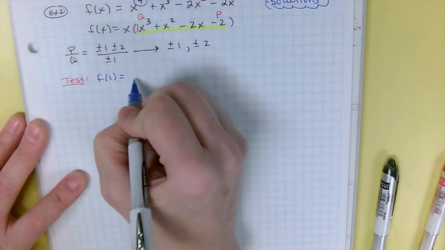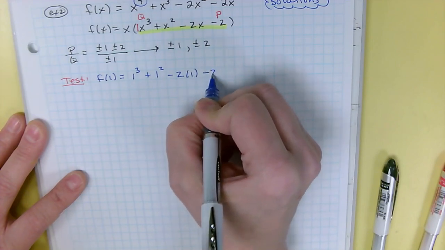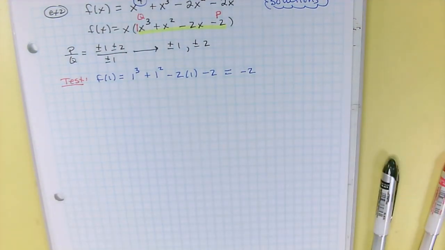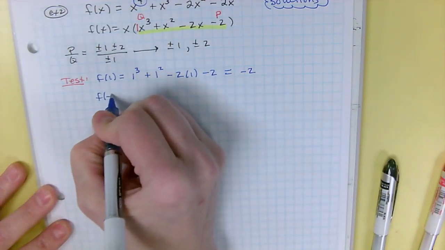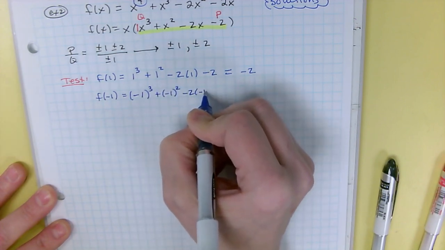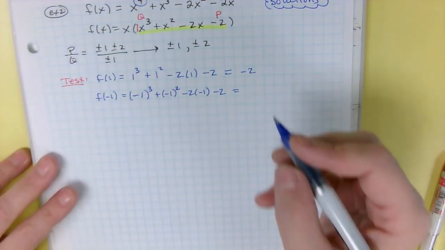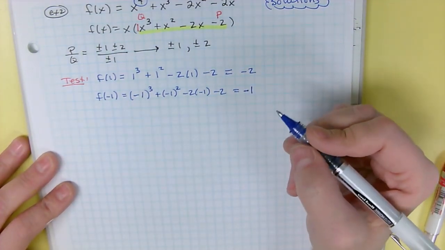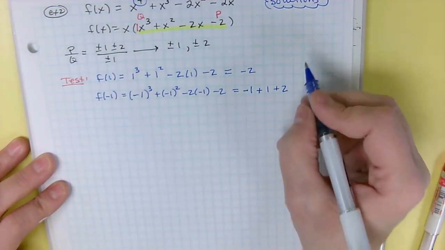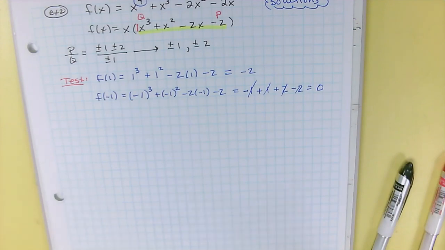So f of 1 equals, let's see, 1 cubed plus 1 squared minus 2 times 1 minus 2, which 2 minus 4 is -2, so that's a no. All right, let's try the -1. So I'm going to have -1 cubed plus -1 squared minus 2 times -1 minus 2. -1 cubed to an odd power is a -1. -1 squared is a +1. -2 times -1 is a +2. And then I have a -2. And yes, this one is going to have a remainder of 0. So we have a winner.